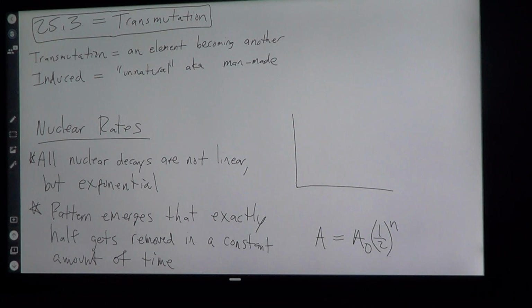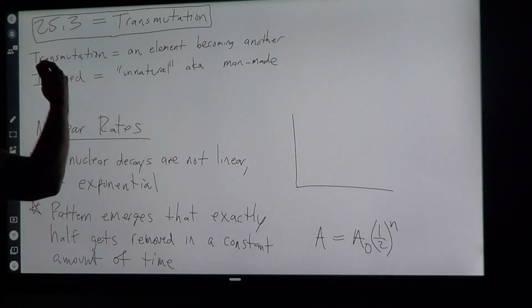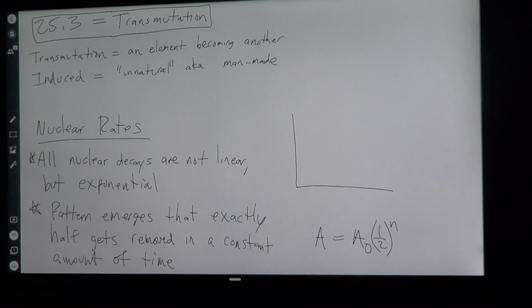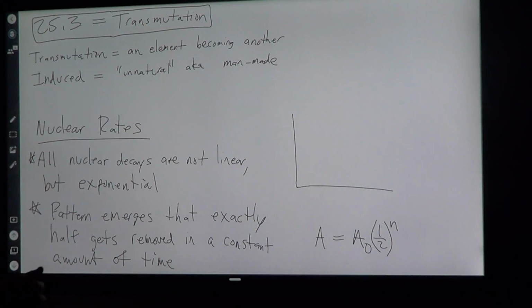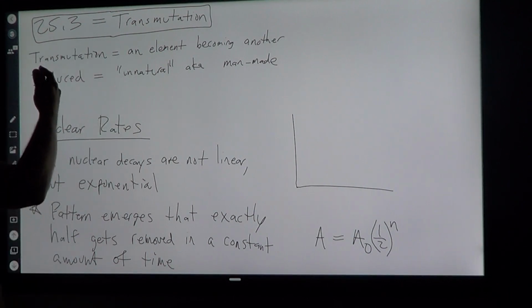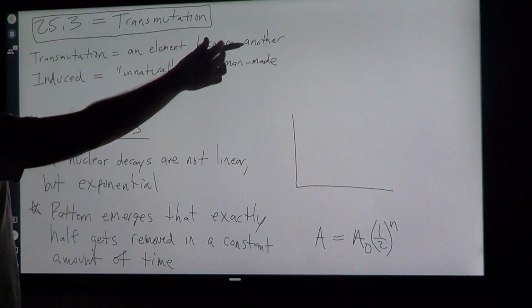25.3 is transmutation. So there's two vocab words. One is just transmutation, the other one is induced transmutation. But transmutation is just when one element becomes another. They took the word from biology, mutation, and stuck the prefix trans in front of it, which both of those words mean changing, or from one side to the other, it becomes another element.